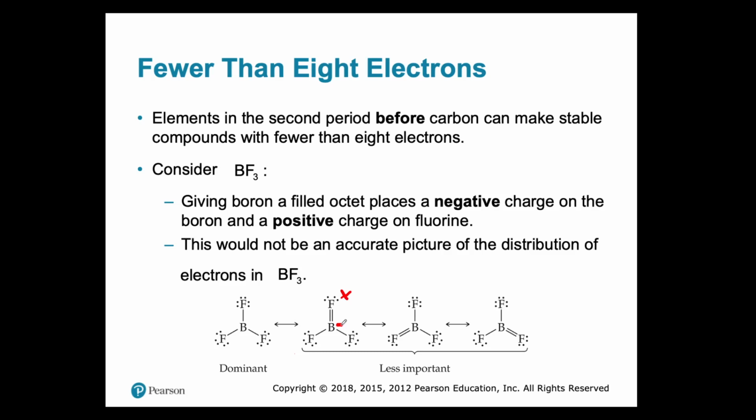When you're drawing Lewis structures, what's the rule about charges, about formal charges? Yes, that's the first rule. What's the second rule? Negative charge. Exactly. The more electronegative ion gets the negative charge.